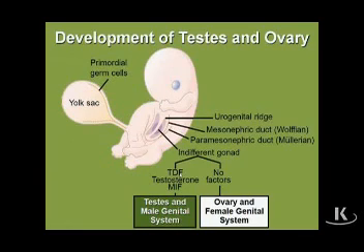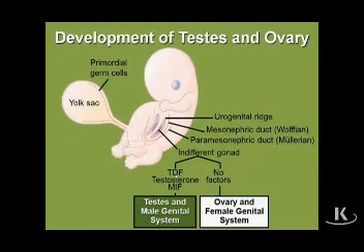In the absence of testis determining factor, it will become an ovary. In other words, the embryo is fundamentally pre-programmed to be female, and therefore that gonad is pre-programmed to become an ovary. And if you do nothing, it will become an ovary. But in the presence of testis determining factor, it will force it to become a testis.